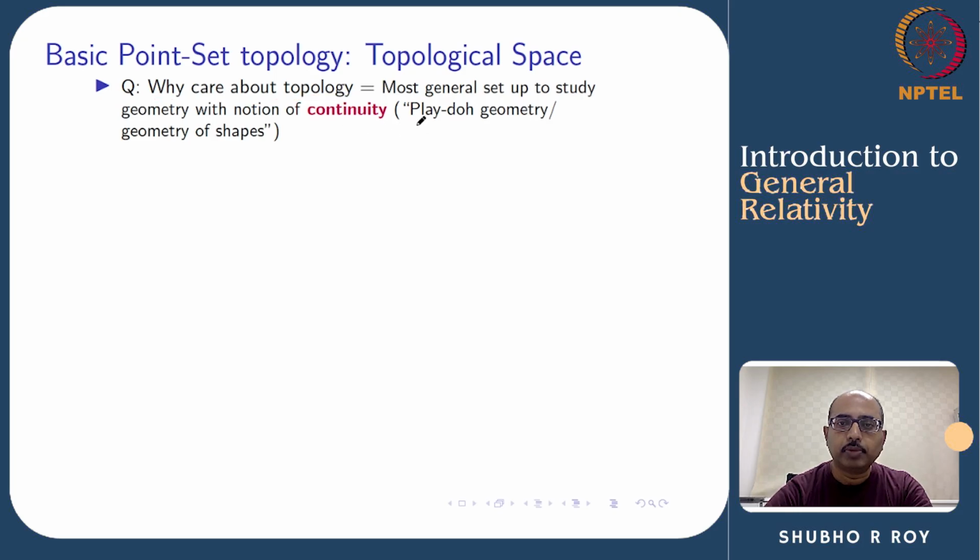So sometimes topology is referred to as rubber sheet geometry or geometry of shapes. So in physics, we're usually accustomed to thinking about geometry as dependent on the idea of distances and angles. But mathematicians have generalized geometry to a much more general level, which is called topology. And since gravity is nothing but the geometry of spacetime, we should learn a little bit about topology.